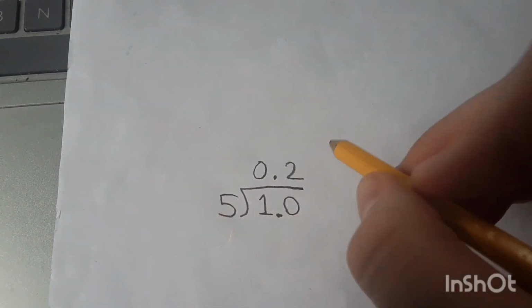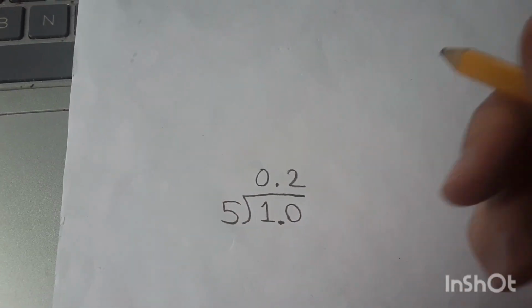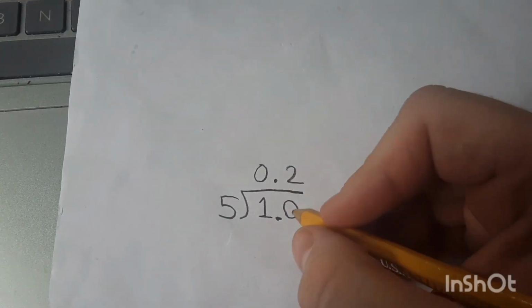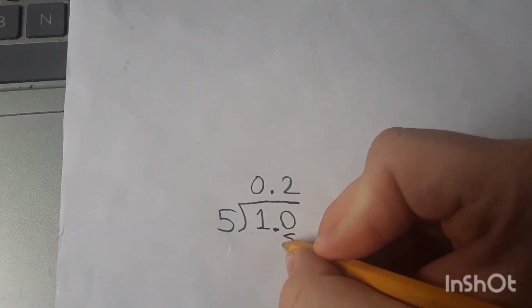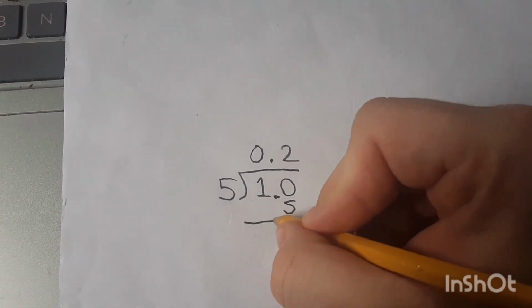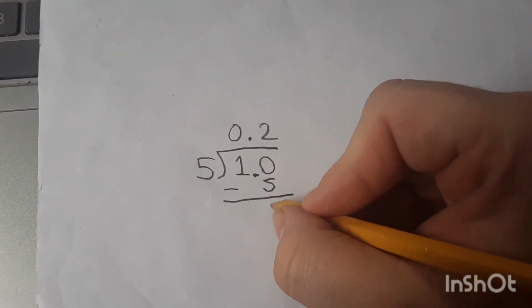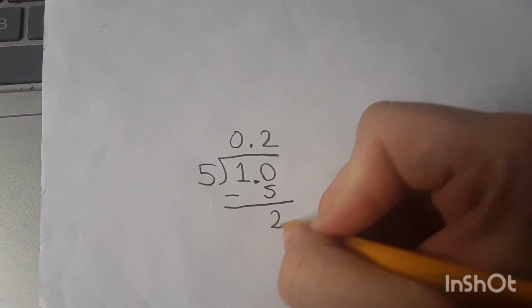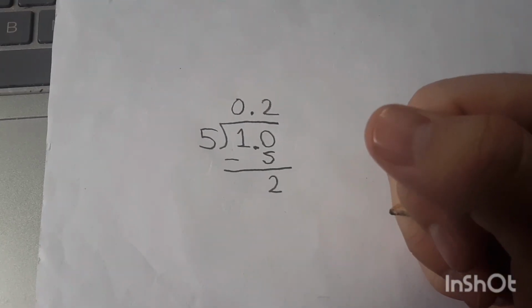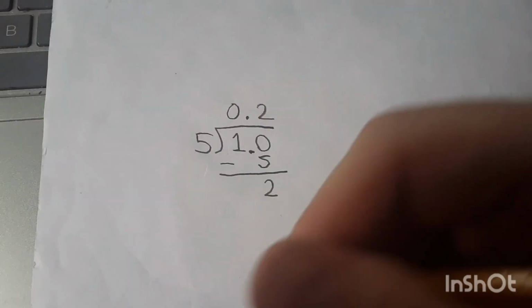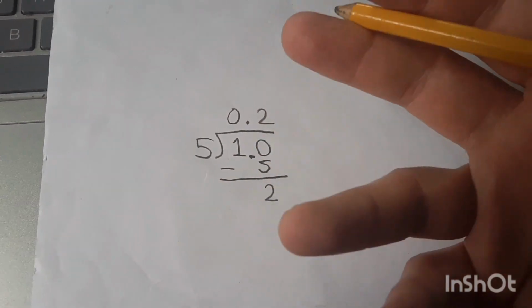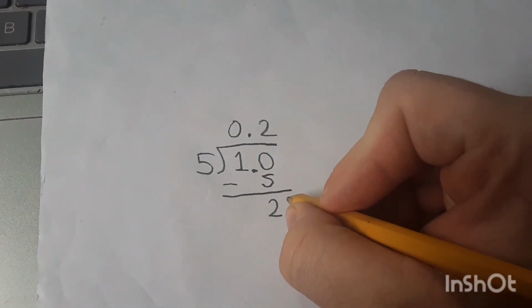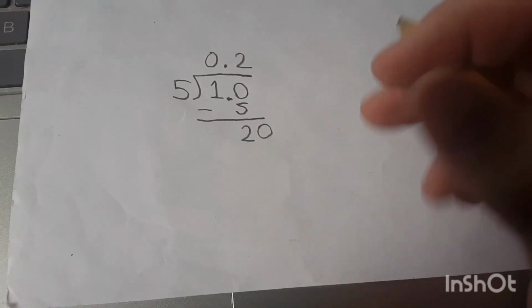5 times 2 is 10. But 10 in this base looks like an upside down 2. So we're going to subtract that from that, and that's how we get our 2/12. Since we have a couple left over, add a 0. That's 2 to 24.